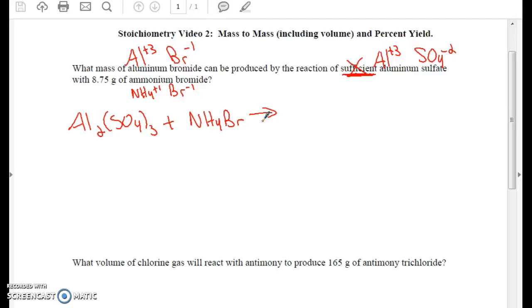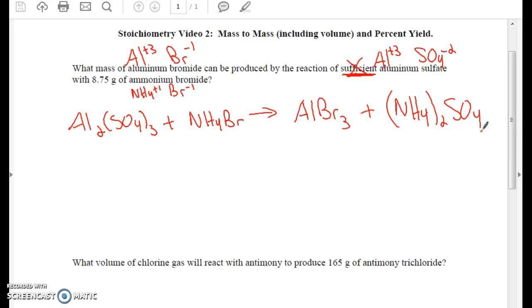It's telling you aluminum bromide is one of the products, but we should be able to figure that out anyway. This aluminum that was bonded to sulfate is now going to be bonded to the bromide. So when you crisscross the numbers, you get AlBr3. Now, there's another product in there, even though the wording doesn't tell you, but this ammonium is going to end up bonding to that sulfate. So when you crisscross those oxidation numbers, you get (NH4)2SO4. Now we have to balance this.